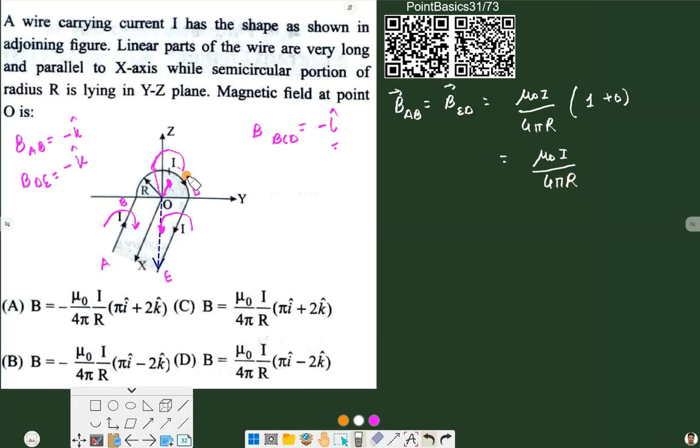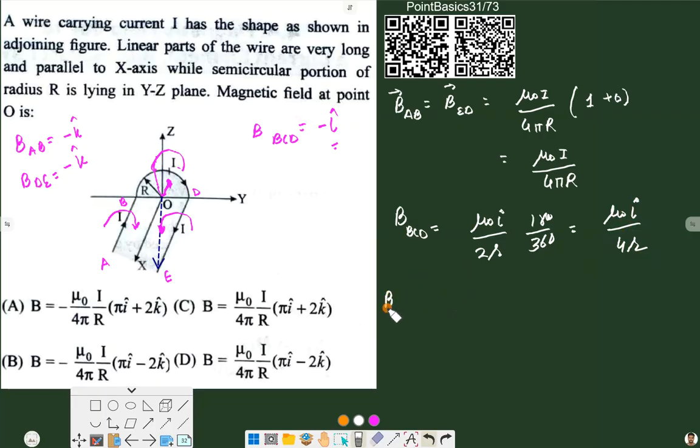Now due to the loop, as it is a semicircular loop, we only have half the portion, so the magnetic field due to the loop, or we can say the arc BCD, will be mu naught I by 2R into 180 by 360, so it will be mu naught I by 4R.